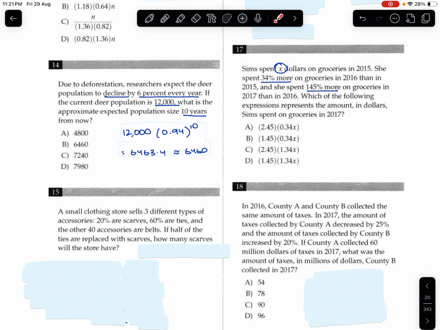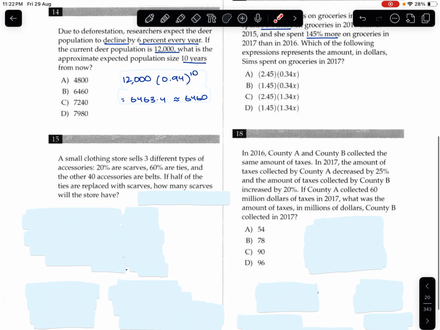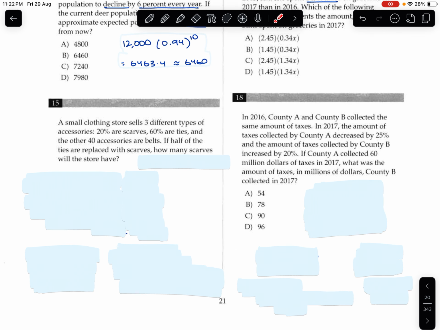We get 12,000 times 0.94 raised to the power 10, which comes out to be 6,463.4, roughly 6,460, which is option B. Great. Now, question 15. A small clothing store sells 3 different types of accessories. 20% are scarves, 60% are ties, and the other 40 accessories are belts. If half of the ties are replaced with scarves, how many scarves will the store have?